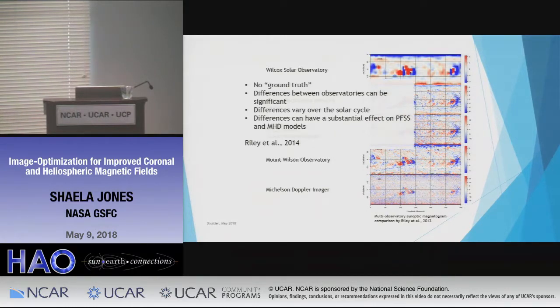And his conclusion at the end of the study was that there is no ground truth that he could find. He found some consistent or some significant differences between the different observatories that varied with the solar cycles. You couldn't develop a standard method for converting between any one or any pair, and those differences have a substantial effect on the modeling outcome.